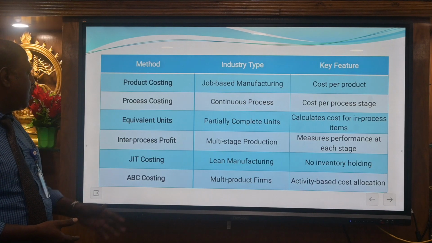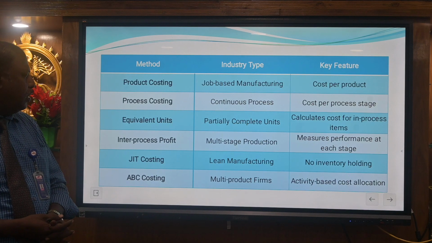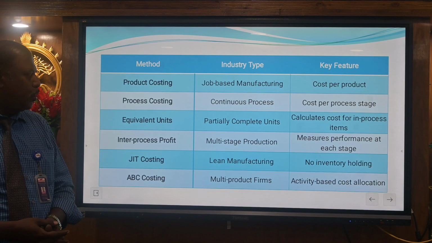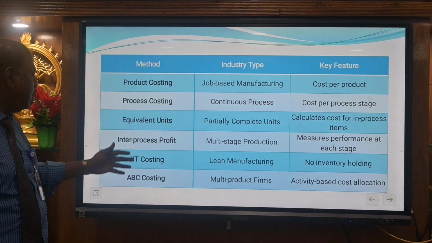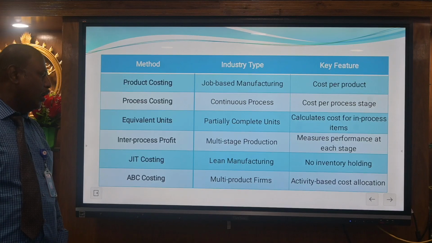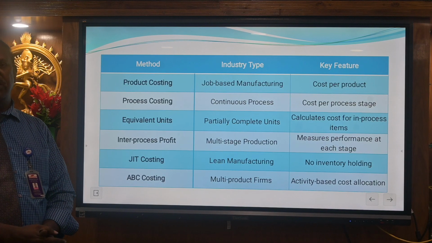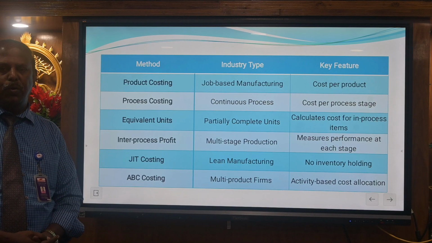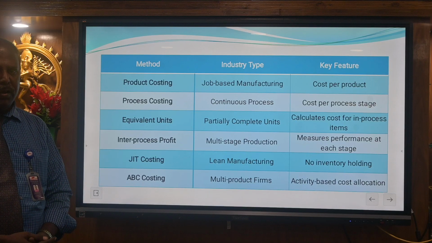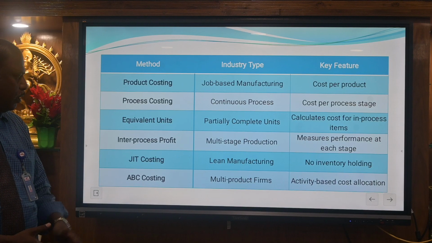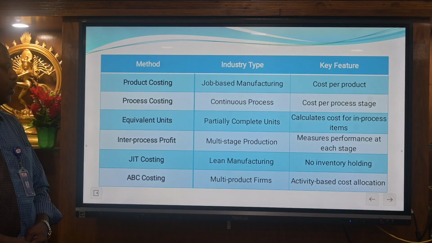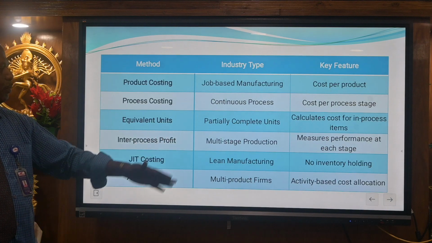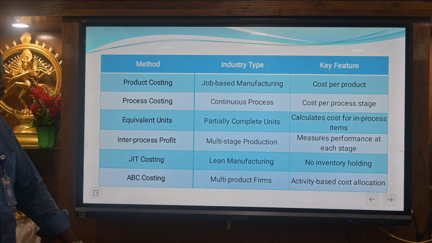Then another part is inter-process profit, which is used in multi-stage production to measure the performance at each stage. Then another part is just-in-time (JIT) costing, lean manufacturing. That means without spending more money on dumping material, we can use this type of method. The last one is ABC costing, that means activity based costing. It is used in multi-product firms based on which type of activities they completed.